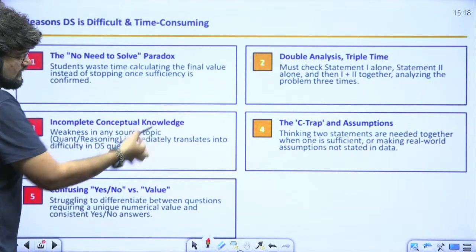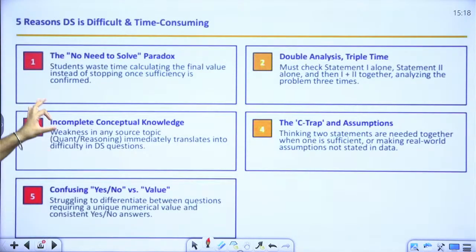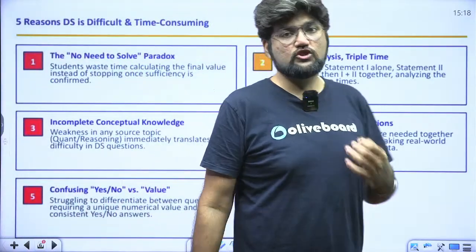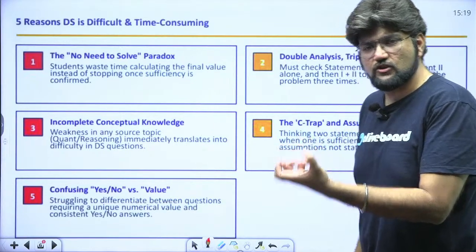Incomplete conceptual knowledge, again, as I've told you, is a prerequisite of data sufficiency. If you are not conceptually strong, you will not be able to capture the fact that whether the question can be solved with given data or not. How much minimum data is sufficient to solve the question?